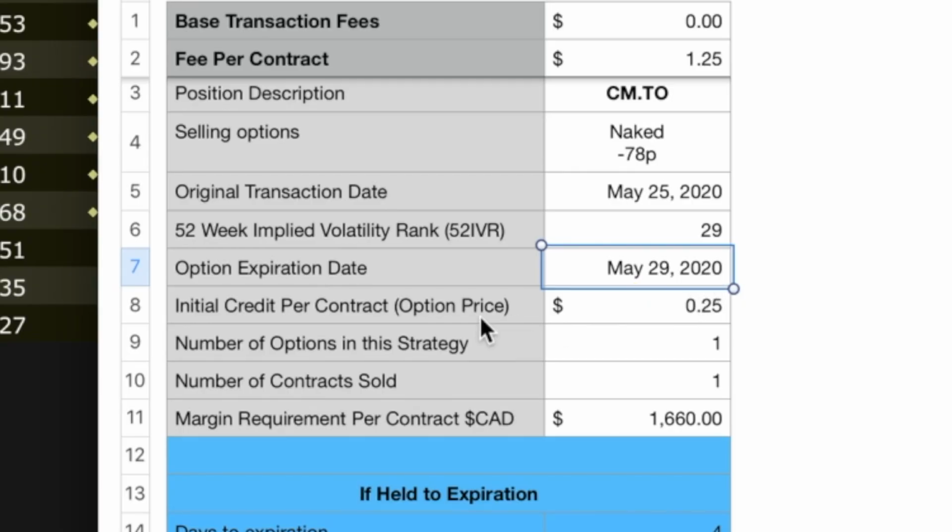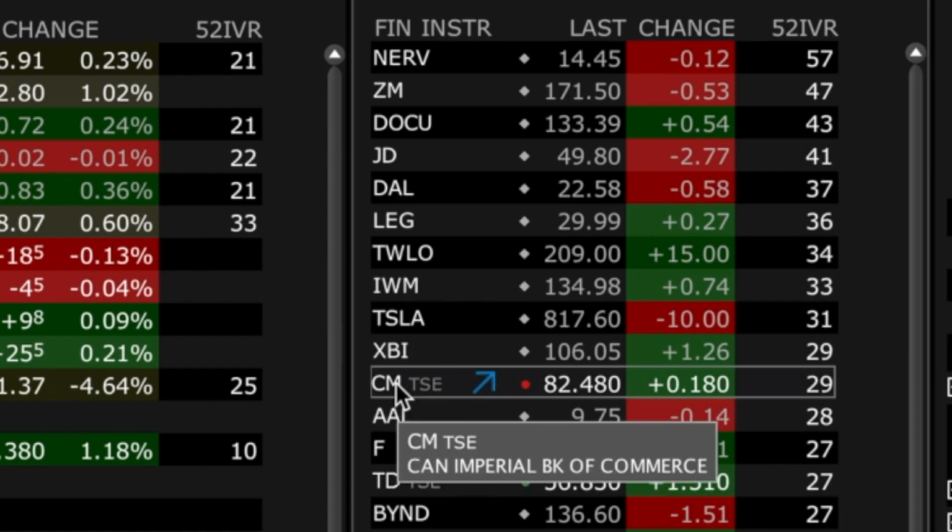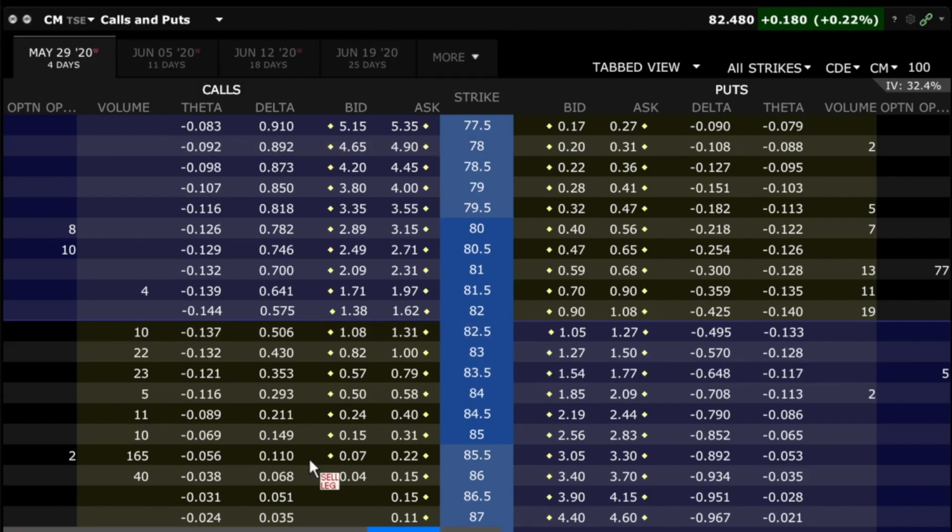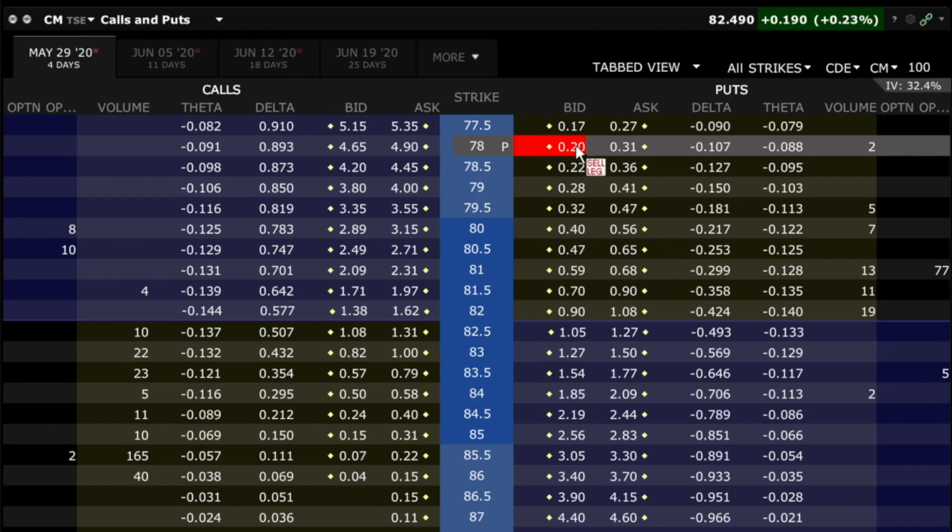The rest of the information, initial credit per contract, what is the option price? To get that, we click on the stock and then the option chain will come up. We make sure that we're in May 29th, which is the expiration date that we're looking at. And then we look at the chain. Now the puts are on this side. So the 78 put, right now, the bid is 20 cents and the ask is 31 cents. So we know that we'll probably get filled close to the mid price on that, and that's where we get that 25 cents, which is what I actually put this trade on for this morning.